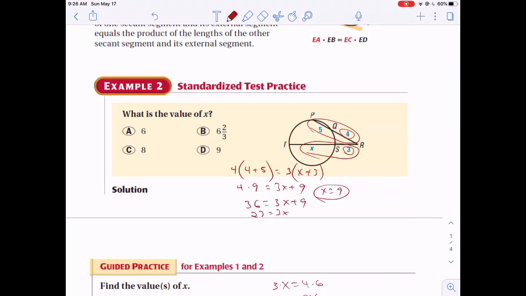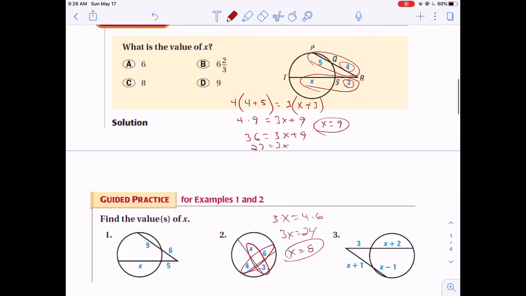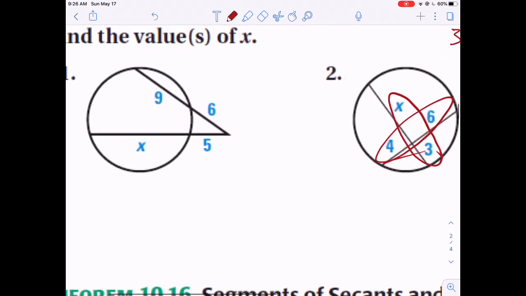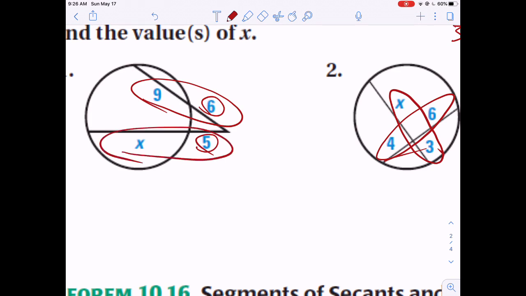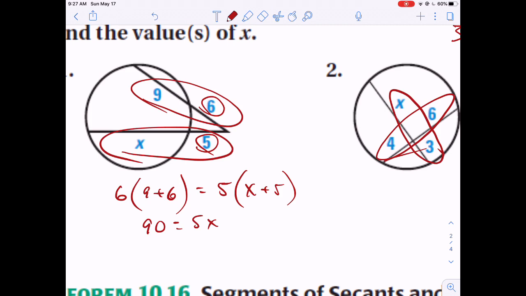Okay, I'll find you one more of those with the secants. I'll try this one here. See how it works? Again, you've got the two secants. I want the outside piece times the sum. The outside piece times the sum. Sum means add. So 6 times 9 plus 6, that's the top secant, equals 5 times the sum, x plus 5. 9 plus 6 is 15. 15 times 6 is 90, I think, down here. 5x plus 25. I subtract 25.